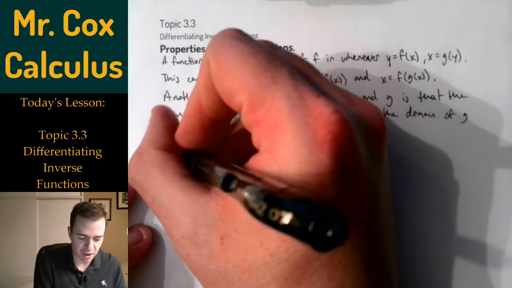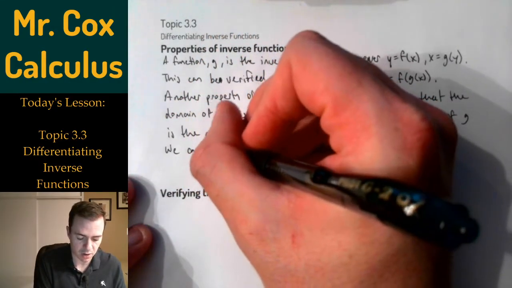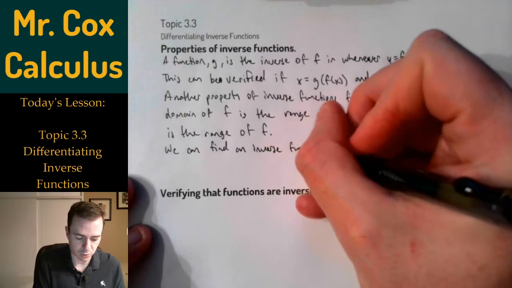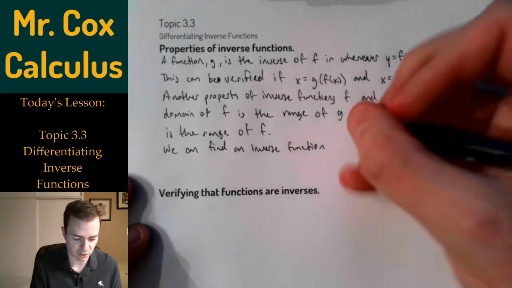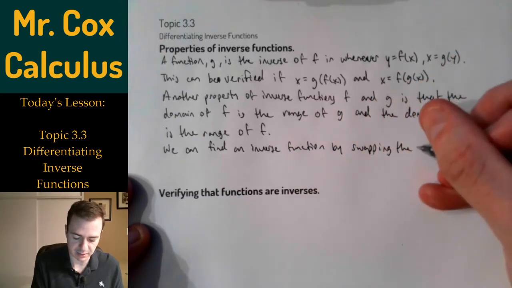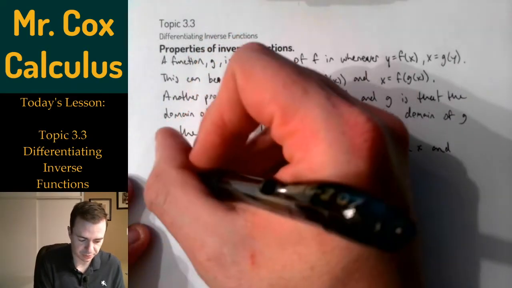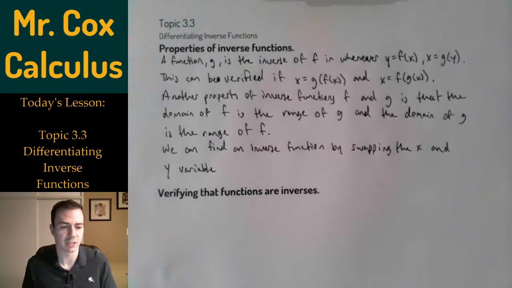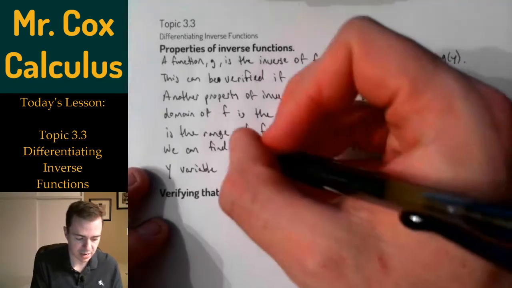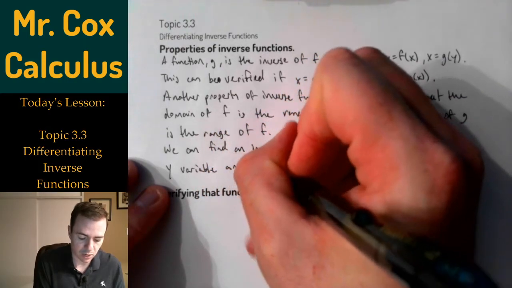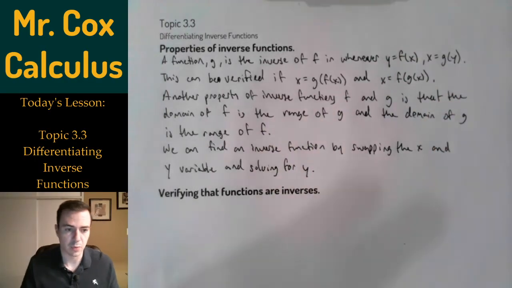And so if we ever want to find an inverse, and that's what we're going to do in the next video, if we want to find an inverse function, we can find this inverse function by swapping the x and y variables. And so we end up with this situation where x is now being expressed as a function of y. And so we can then reorganize it using our algebraic skills by solving for y. And if we do that, then we get the inverse function.